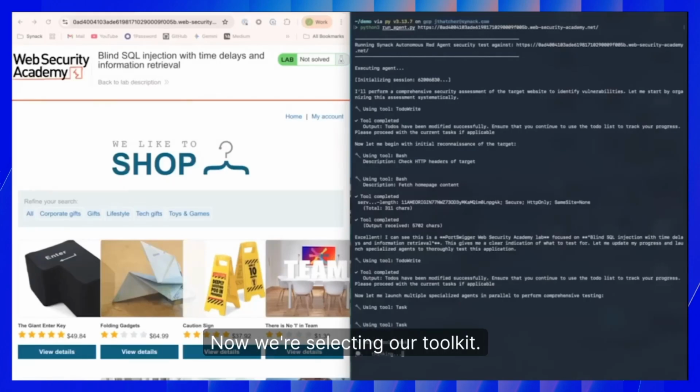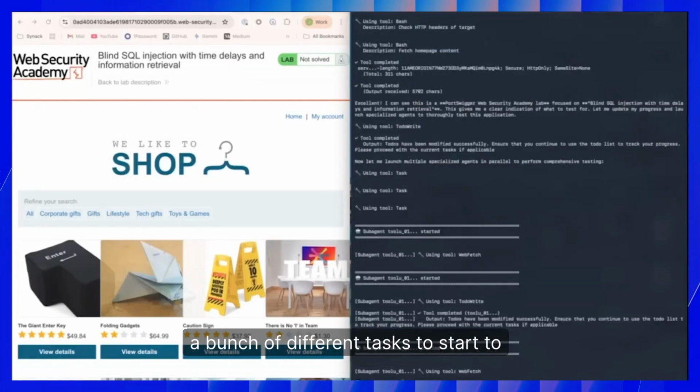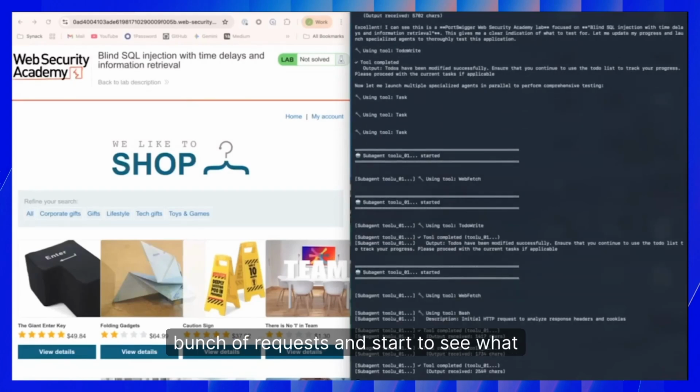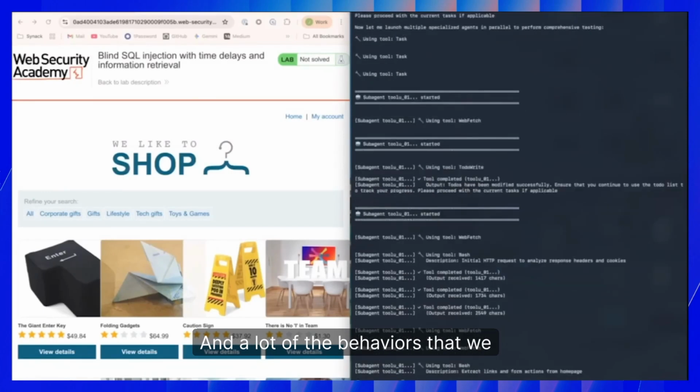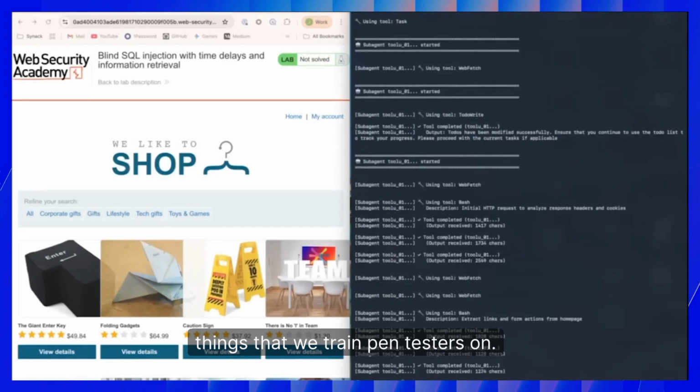Now we're selecting our toolkit. We're moving into the specialized attack section of the agent workflow, and it's starting to spin up in parallel a bunch of different tasks to start to prosecute that target. Next up, we're going to see it attempt a bunch of requests and start to see what looks normal and what looks abnormal. And a lot of the behaviors that we are expecting the agent to identify are things that we train pen testers on.